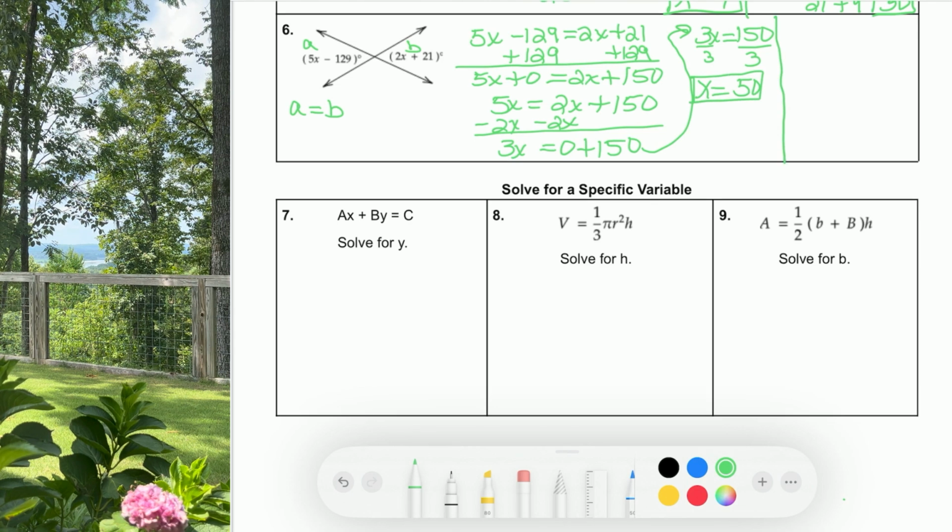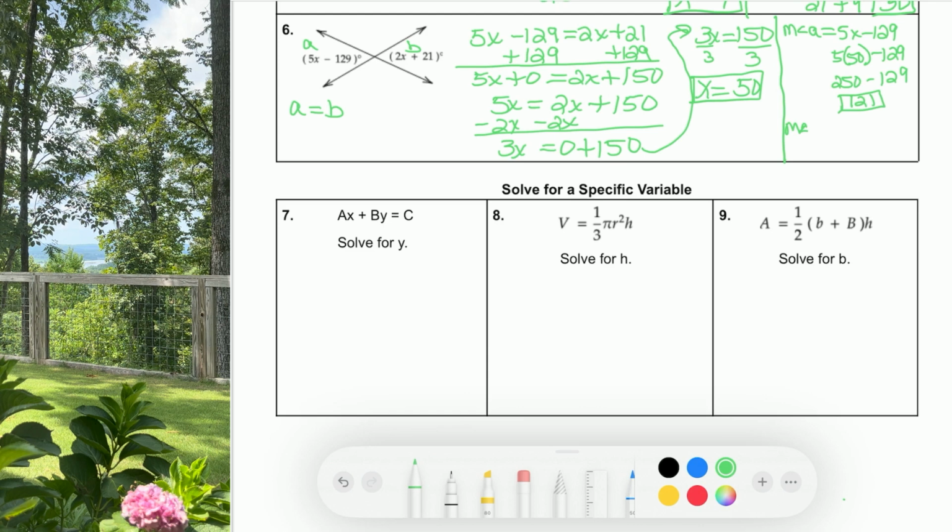All right, solve for each of my angles. So the measure of angle A equals 5x minus 129. I'm going to plug in my x. 5 times 50 minus 129. So I end up with 250 minus 129. And that gives me 121.